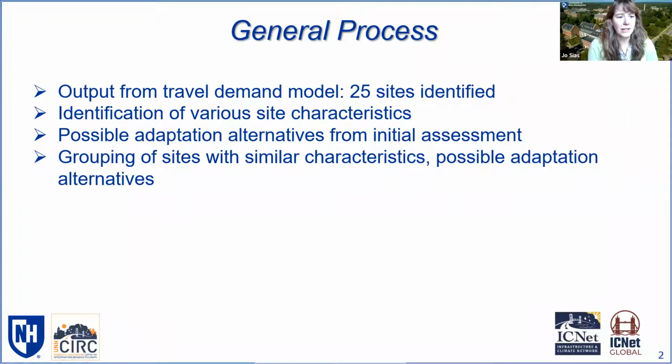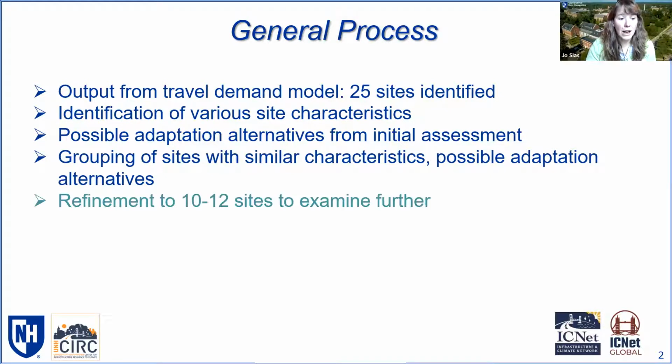So the general process that we're following is that we're taking the output from the travel demand model that Dave went through and looking at those 25 initial sites and identifying various site characteristics, and then also looking at possible adaptation alternatives from that initial assessment point of view. And then grouping these sites with similar characteristics and similar adaptation alternatives with the intent that we want to cover a range of different situations and allow the process or the outcomes of this particular project to be applicable to other locations.